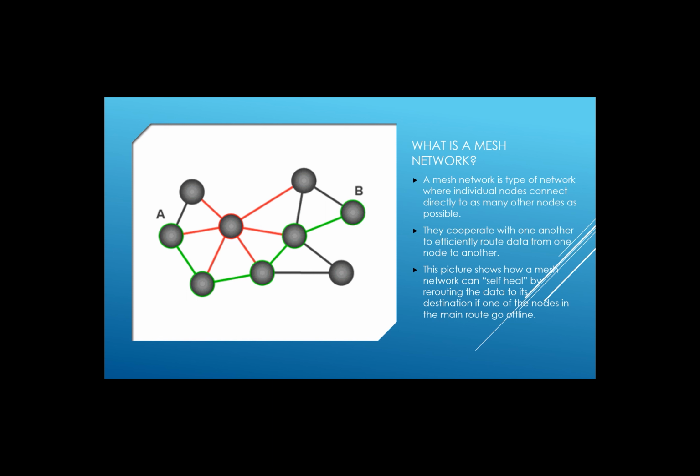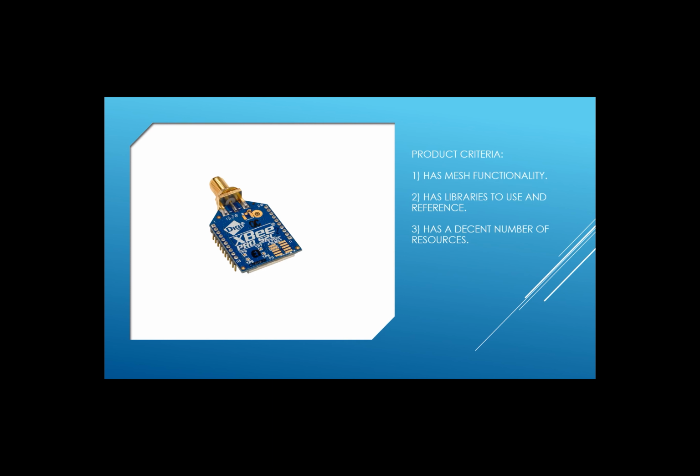One of the nice things about mesh networks is if one of the nodes on the main route stops working, they can create an alternative route to ensure that the data gets to where it needs to be. So I ended up going with a company called Digi and a product called XBee.